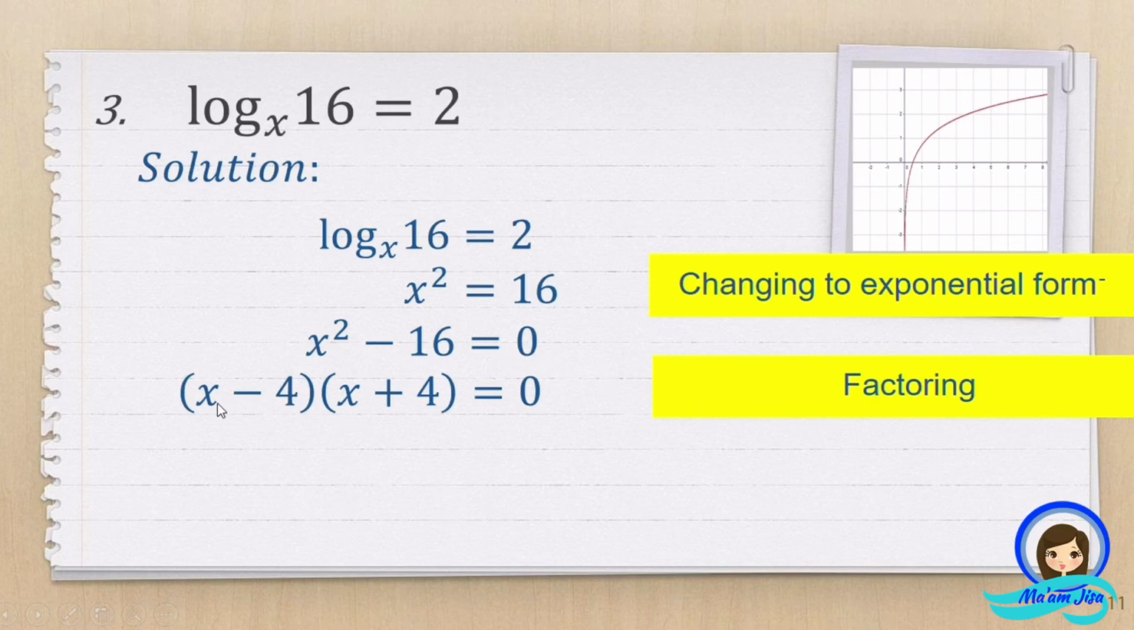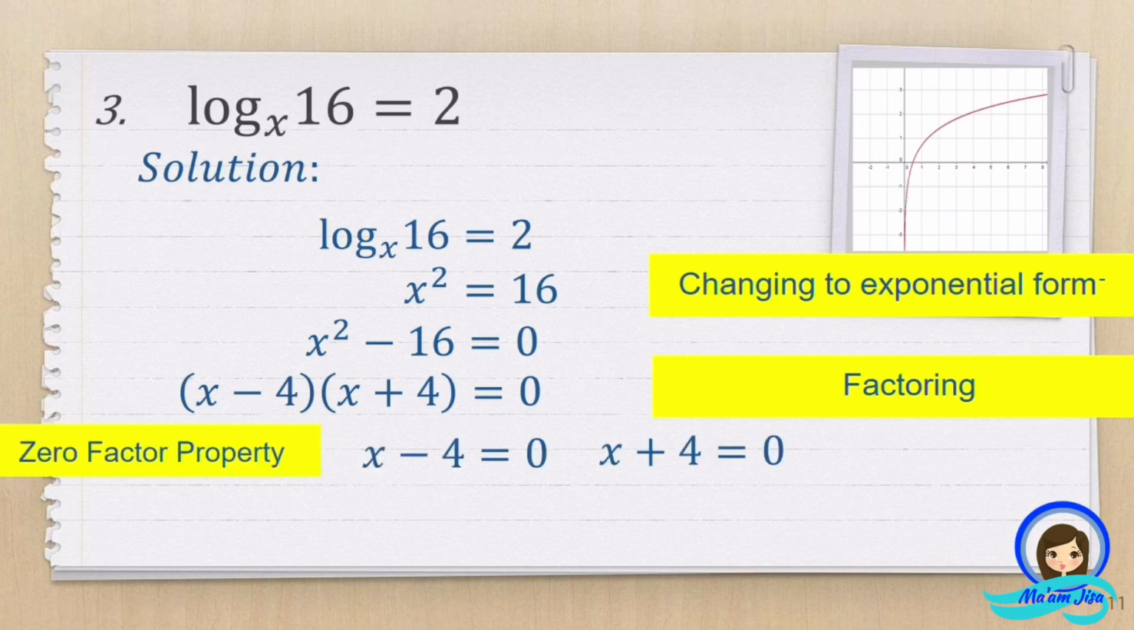Factor x squared minus 16 equals 0 into quantity x minus 4 times quantity x plus 4. Apply the zero factor property. So we have two values of x's, x equals 4 and x equals negative 4. The question is, are these two values the real solution of this equation?